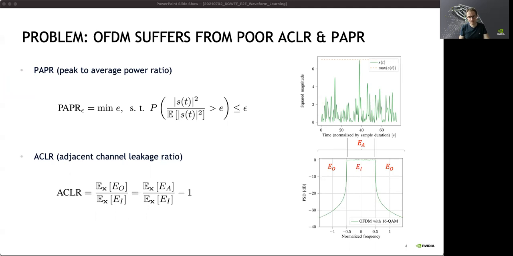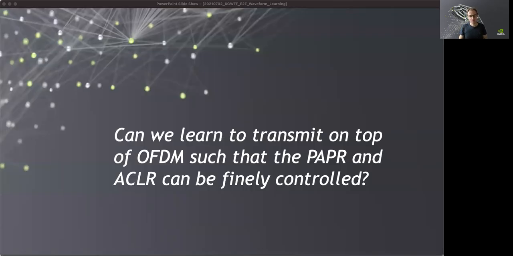The definition of PAPR on this slide might be slightly different from what you are used to. Here it's defined as the minimum threshold E for which the probability that the ratio of the instantaneous squared signal amplitude and the average power is larger than E is smaller than epsilon. So in other words, you want high signal peaks to have low probability, but you do not care about the maximum, which happens very rarely. And in this work, we were wondering if one could learn to transmit a signal on top of OFDM while finely controlling the PAPR and ACLR.